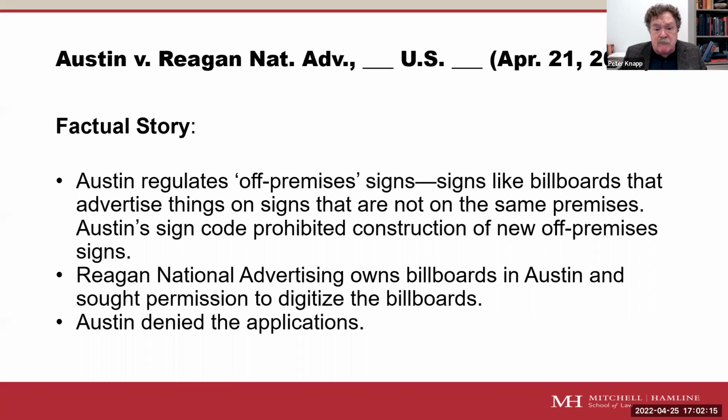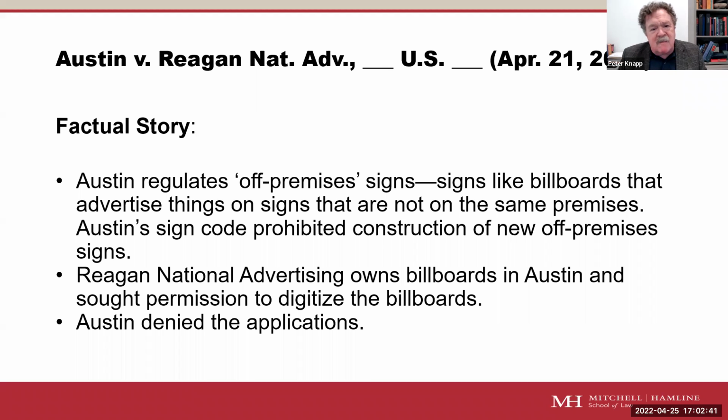But it's fairly straightforward. An on-premises sign is one that is on the same premises as the thing that it's advertising. So if I start a pizza shop and I put up a sign on my property that advertises my pizza shop, that's an on-premises sign. If I rent space on a billboard advertising my pizza shop, that's an off-premises sign.